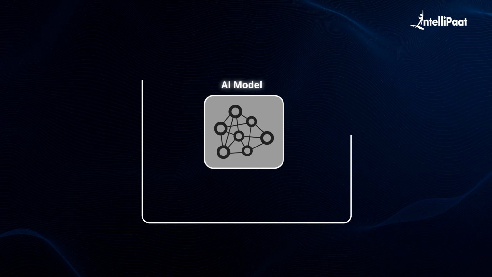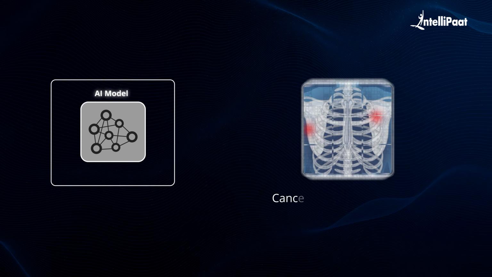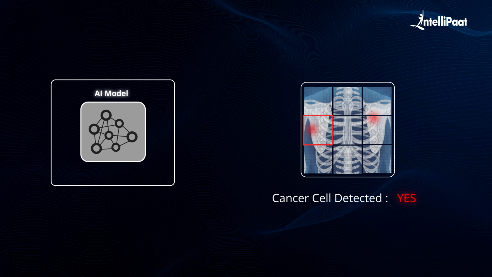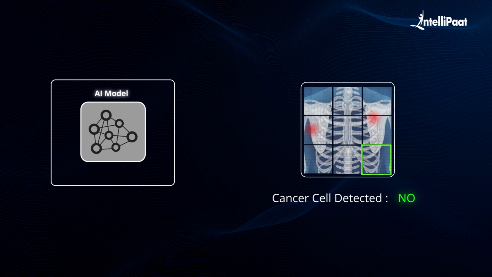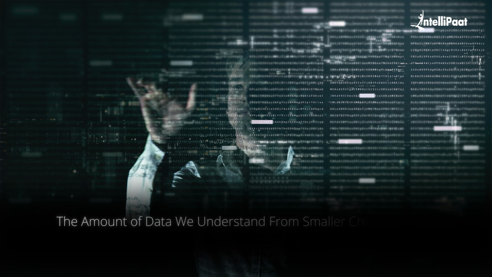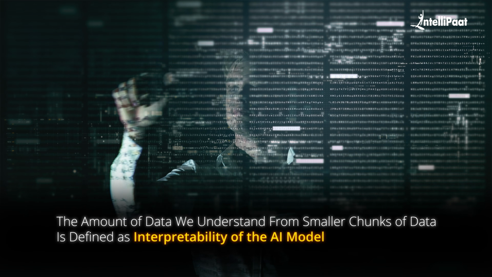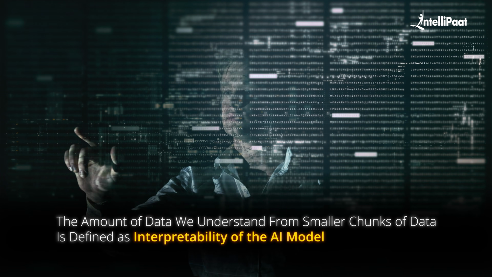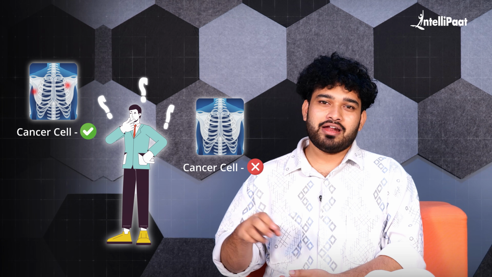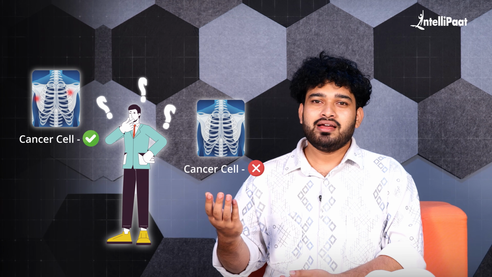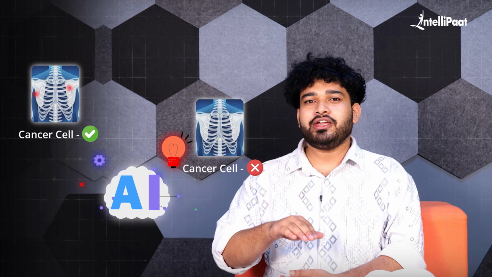To understand the nature of the disease, the AI model has to break it down into smaller chunks, which would narrow down the scope of the data. The amount of data we humans are able to understand from these smaller chunks is defined as the interpretability of the AI model. Why the cells in the X-ray were termed as cancer cells and why not any other disease underlines the justifiability of an AI model.